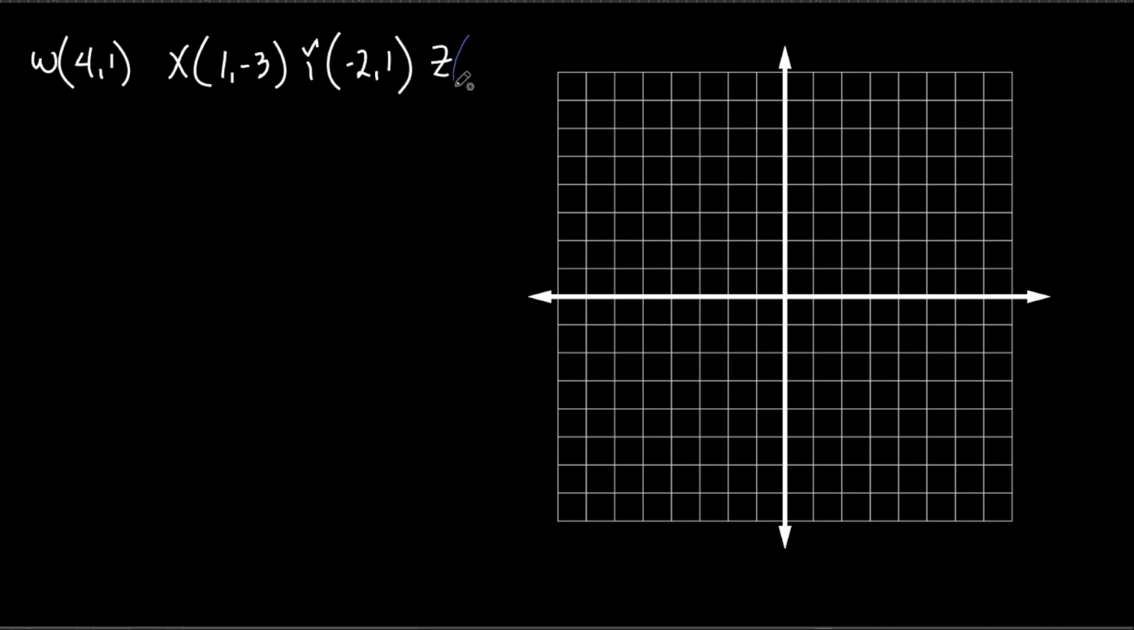So here's what they do. It says find the area of quadrilateral WXYZ. And here are the letters. I'll write them down. W is (4, 1). X is (1, -3). Y is (-2, 1). And Z is (1, 5). And it says find the area of this quadrilateral.